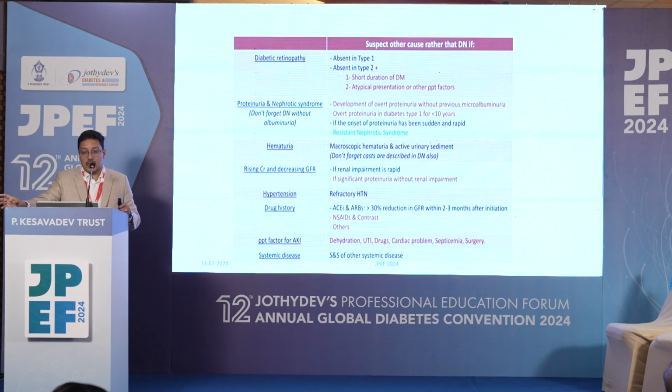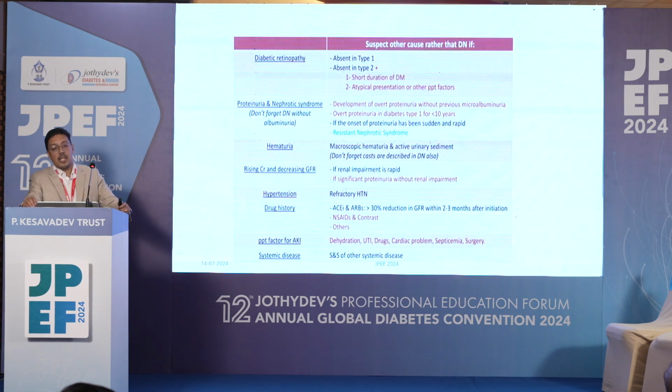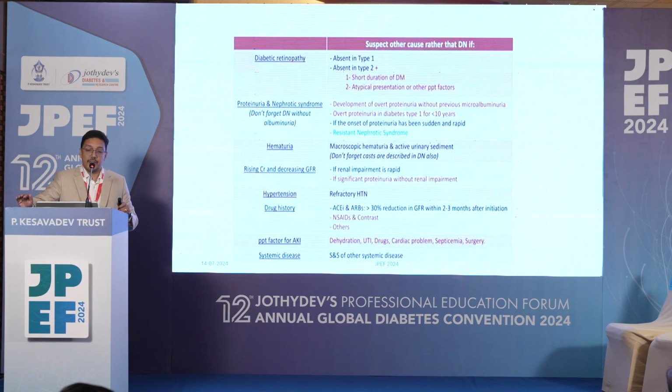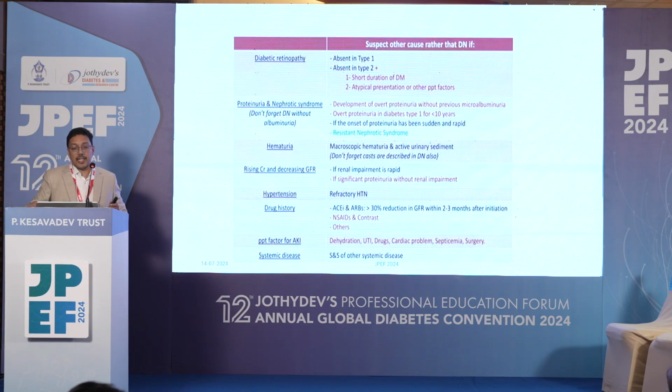If it is absent in type 1, you should always suspect other causes of renal dysfunction. And in type 2, you should be careful. Even if it is absent, the shorter duration of diabetes and atypical presentation or other precipitating factors will help you to identify, and I'll take 2 more minutes.